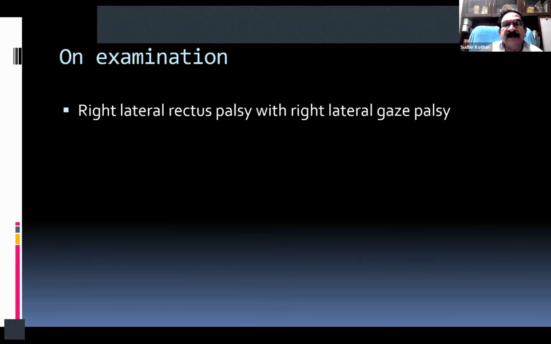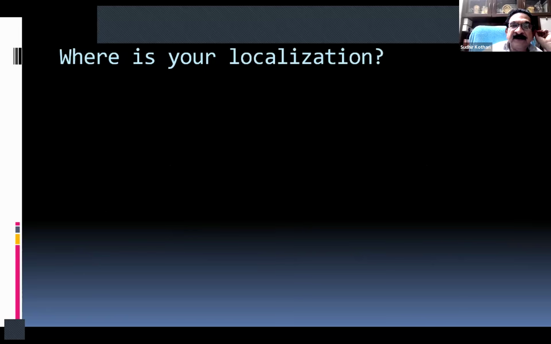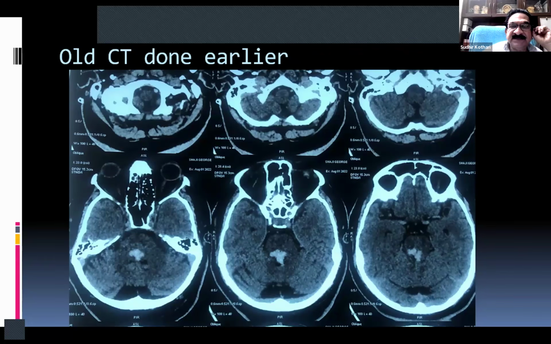This is the finding he had. He had lateral rectus palsy with right lateral gaze palsy, acquired rotary pendular nystagmus, impaired vibration, JPS, impaired touch, defective stereognosis on the left side, left hand dystonia. You know what the patient had? The MRI: he had a posterior pontine hemorrhage, mostly involving the medial lemniscus, and of course the ocular findings are due to that. That is causing his medial lemniscus loss, producing severe proprioceptive loss and hand dystonia.